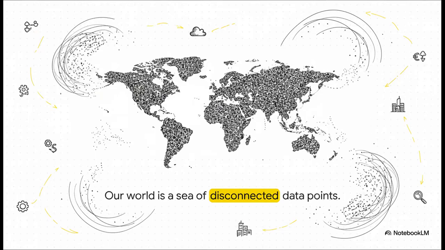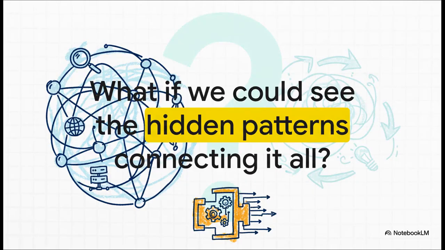So, first things first, let's just look at our world in a totally different way. Forget the maps with countries and borders for a second. Instead, picture it as this massive sea of information, where every single dot you see is a piece of data. It could be a city, a natural resource, maybe a financial transaction. Right now, it just kind of looks like a jumble, right? Just noise. But here's the kicker.